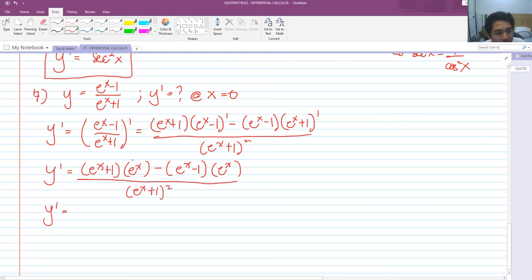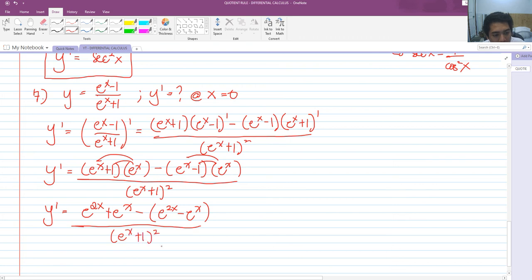Now, we try to distribute this: e raised to x times e raised to x, and then e raised to x times 1. So e raised to x times e raised to x would become e raised to 2x. Okay? And then we have plus e raised to x, minus, distribute this also. So we have e raised to 2x minus e raised to x, all over e raised to x plus 1 squared.